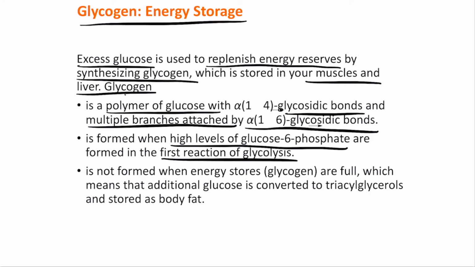Glycogen is not formed when energy stores are full, which means that additional glucose is converted to triacylglycerols and stored in your body as fat. Remember that only some amount can be stored as glycogen. The rest is stored in the form of triacylglycerols, or TAGs, which generally forms body fat.